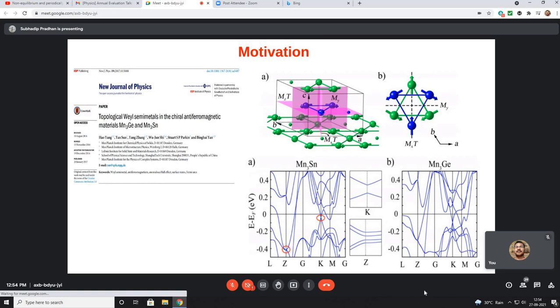He will come in a minute. Around the Z point it is absolutely not Weyl. There is fourfold degeneracy, so that's a Dirac point. That's why they are not looking around the Z point. They are looking around the K point because twofold degeneracy is there. Yeah, go ahead.